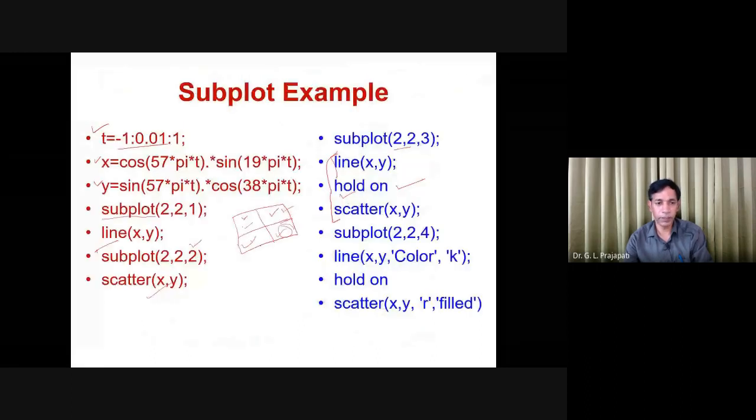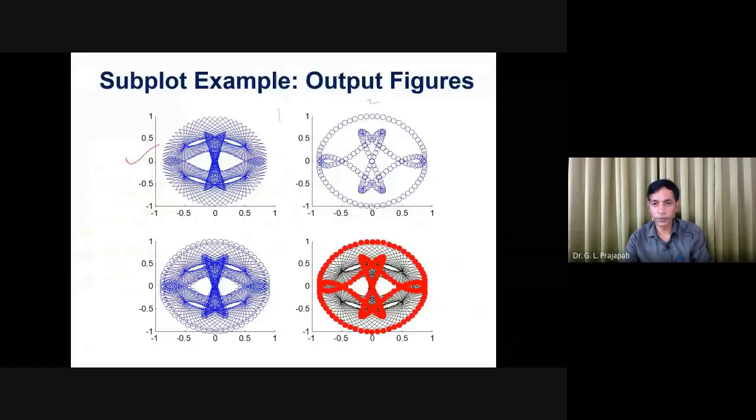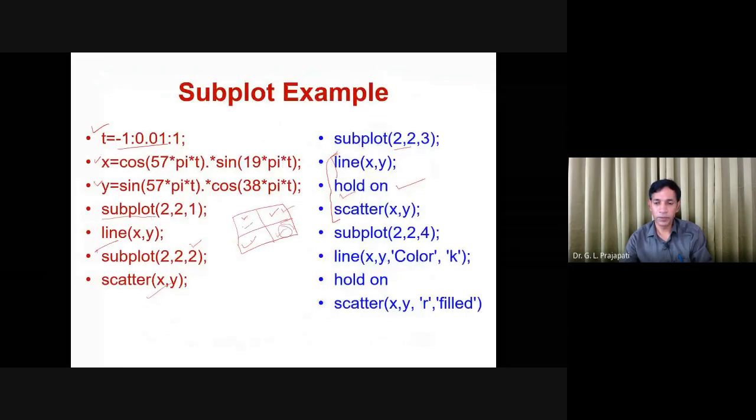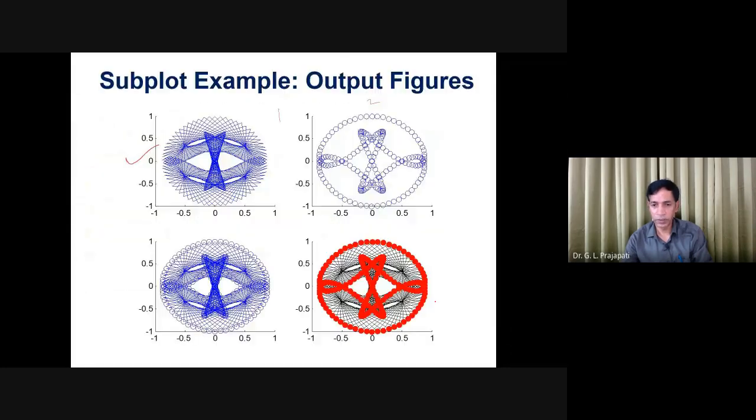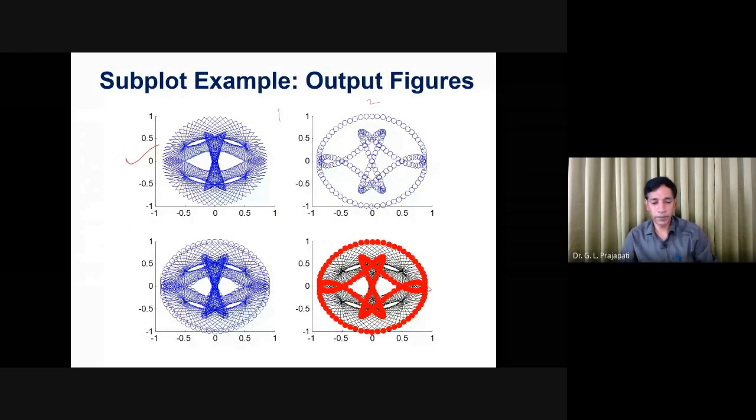In the 3, you are having the two, line as well as scatter. So you see line as well as scatter, and they are not filled. Markers are not filled. But in the fourth one, you are having the line with color K, and then hold on and color is filled. So you have this kind of situation. So this is the way you can display multiple graphs in the same graphics area at one time.